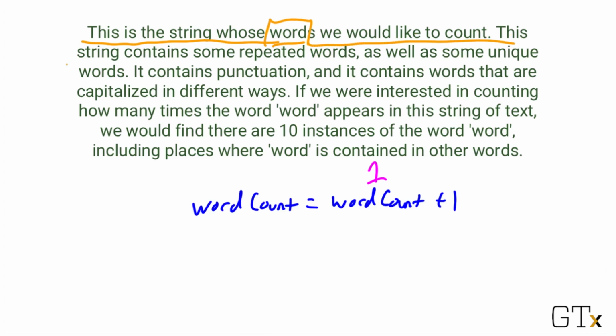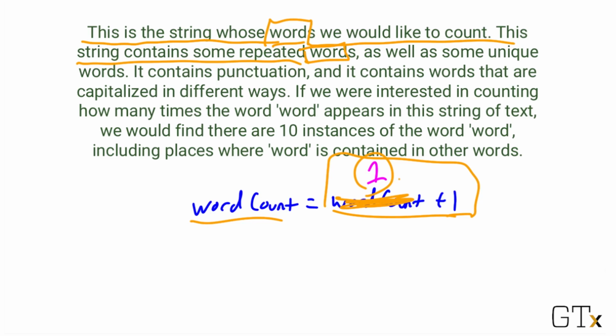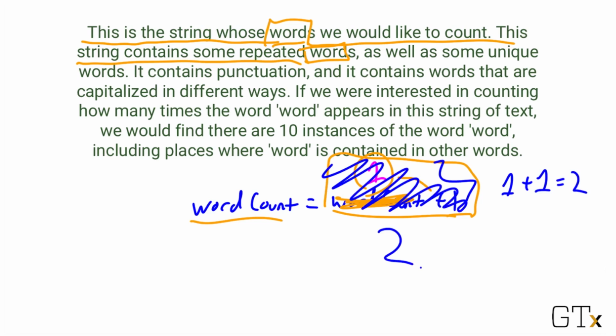We continue reading, find the next instance, and so now we want to set word count equal to word count plus 1. The computer responds by first evaluating this part of the expression. It replaces word count with its value and then executes that addition. 1 plus 1 is 2, and so it effectively replaces the right side of the equation with the number 2. And now it just says word count equals 2. That's an assignment statement, so it takes the value of 2 and makes it the new value for word count.